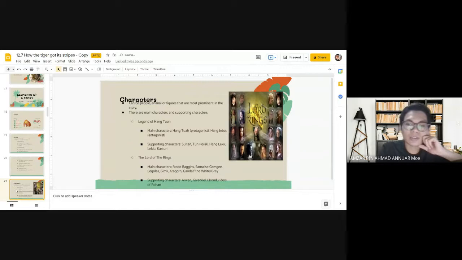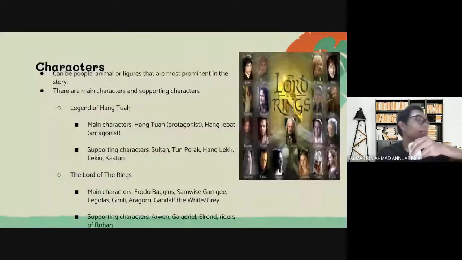Next, we look at... Okay, now while you are there, you can look at your textbook, page 74 and 75. Awak boleh buka buku teks, muka surat 74 dan 75. Now let's talk about this story, How the Tiger Got Its Stripes. Okay, what are the main characters in this story? Siapa watak utama dalam cerita ini?